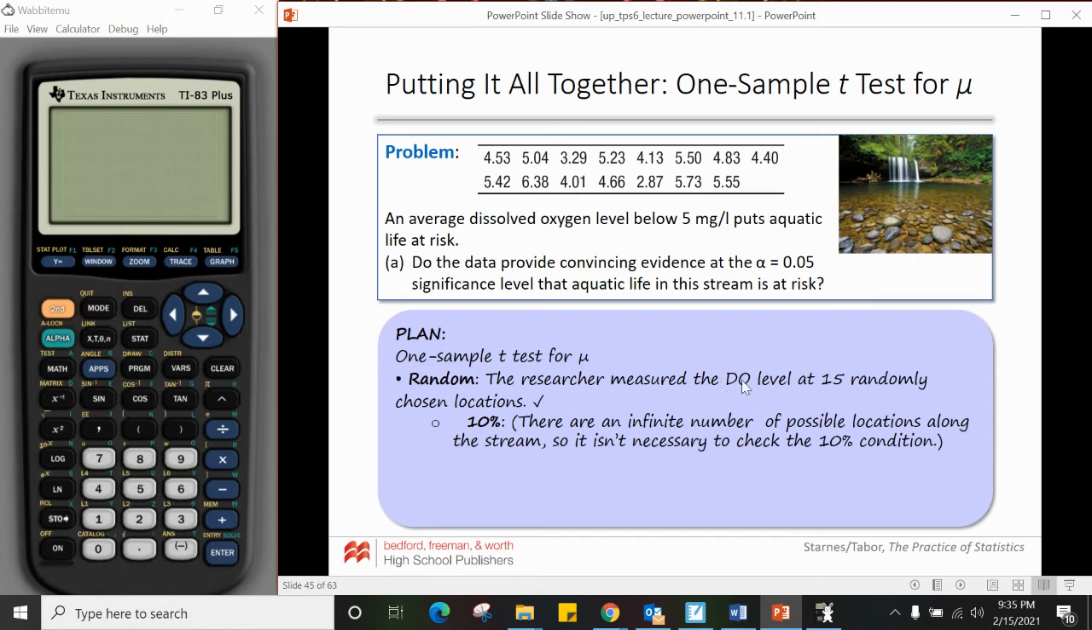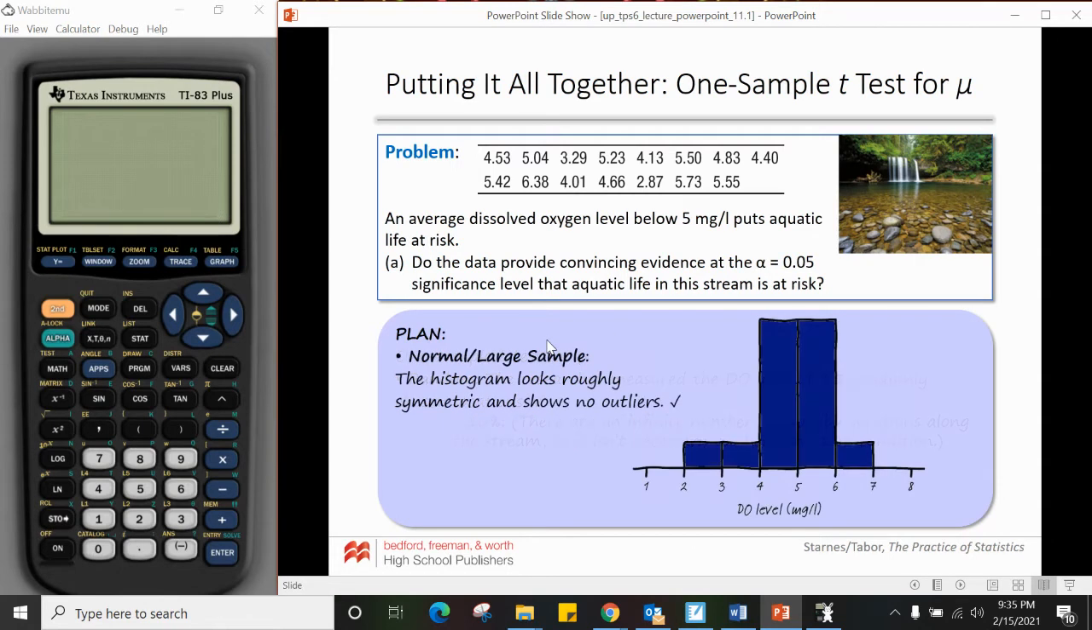Random: the researchers measured the DO at 15 randomly chosen locations. Good there. They get a little funny with it, but there are an infinite number of possible locations along the stream, so it isn't necessary to check the 10% condition. You could also just say that 15 is less than 10% of all possible locations in the stream.